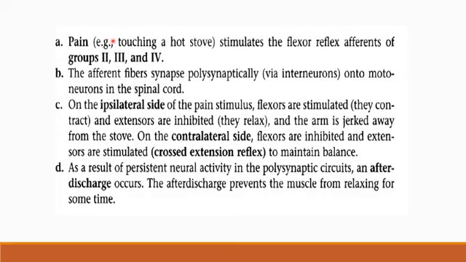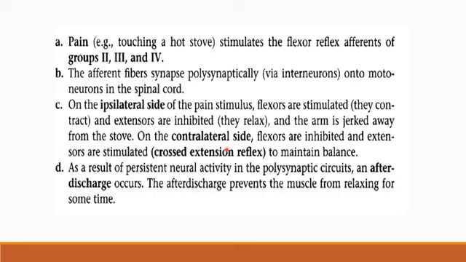So the stimulus is pain, actual or potential. Example, touching a hot stove or hot pot. It stimulates flexor reflex afferents of groups 2, 3 and 4. The afferent fibers synapse polysynaptically onto the motor neurons in the spinal cord. On the ipsilateral side of the pain stimulus, flexors are stimulated, that is they contract, and extensors are inhibited, and the arm is jerked away from the stove.